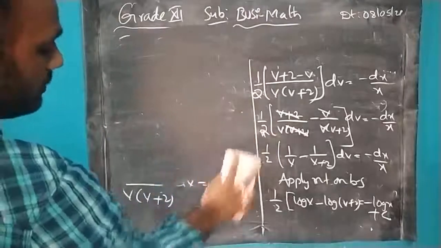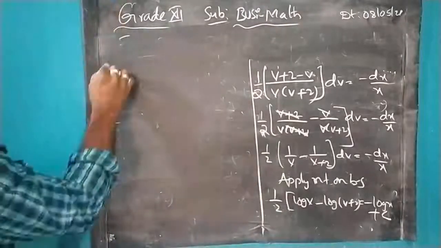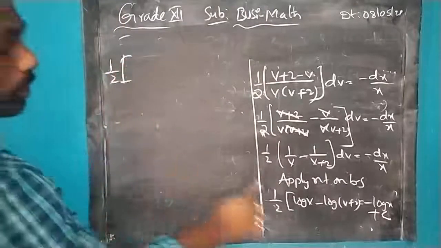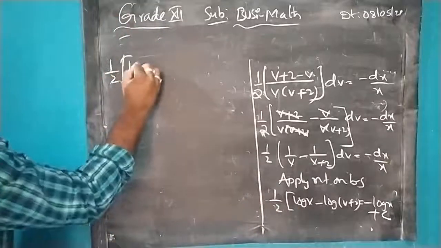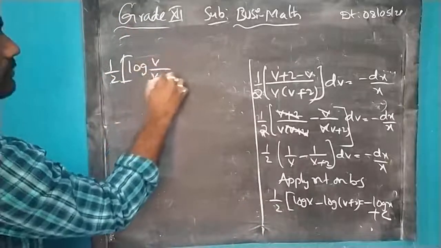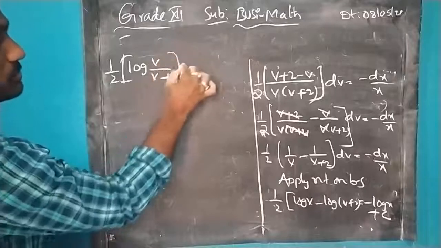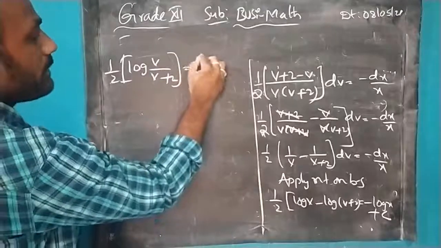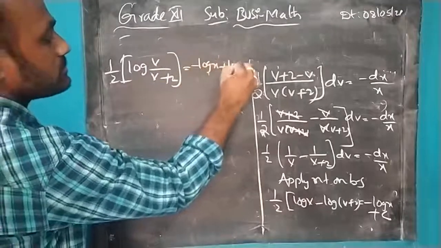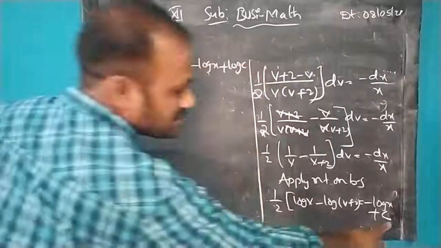So that step can be written as 1 by 2 as it is. Log a minus log b can be written as log a by b. So log of V by (V plus 2) is equal to minus log x plus log c. I am replacing c with log c.